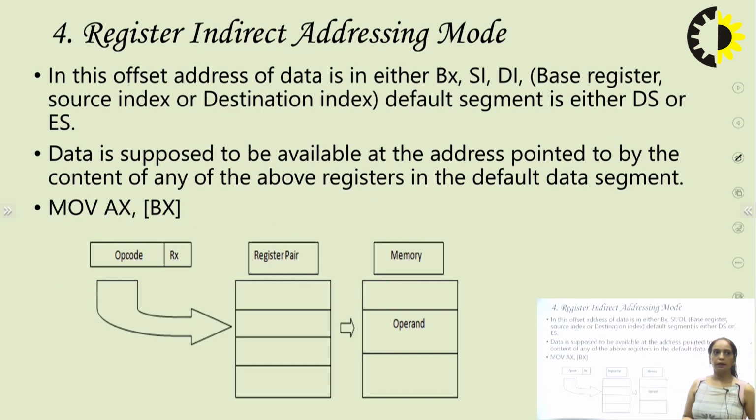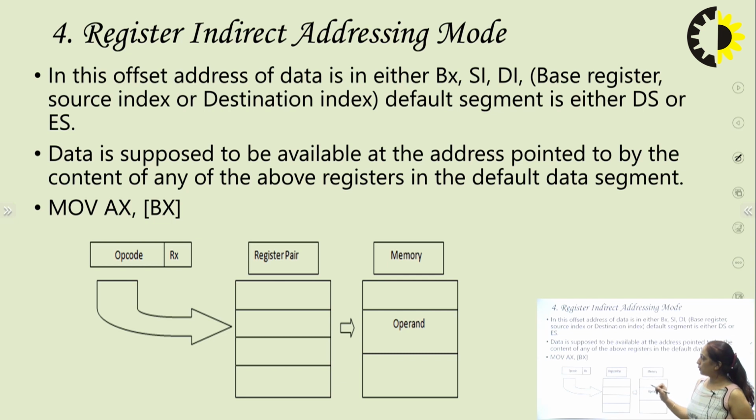In this addressing mode, the offset address of the data is either in BX or SI or DI: the base register, source index or destination index register. And the default segment, as we have seen in the first slide, can be either DS, the data segment, or the extra segment. The data is supposed to be available at the address pointed to by the content of any of these registers in the default segment. For example, MOV AX, [BX], right?